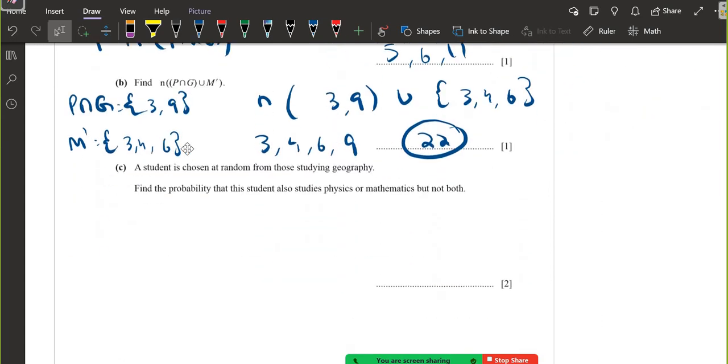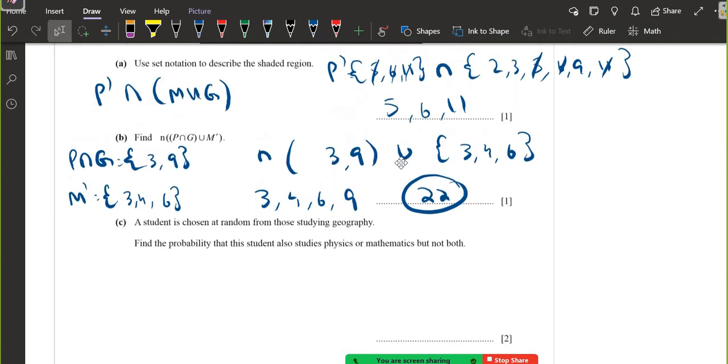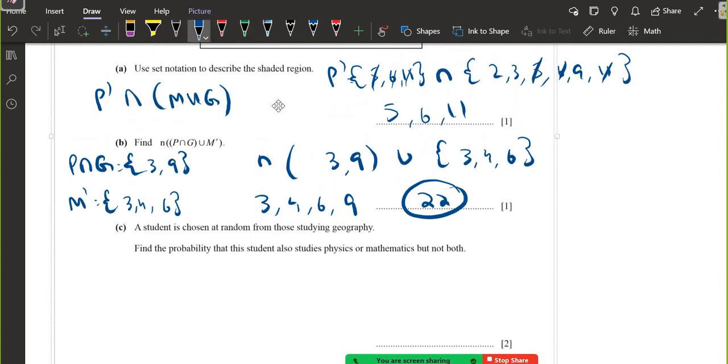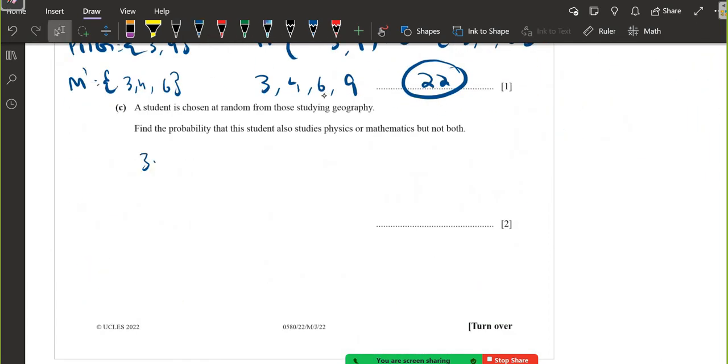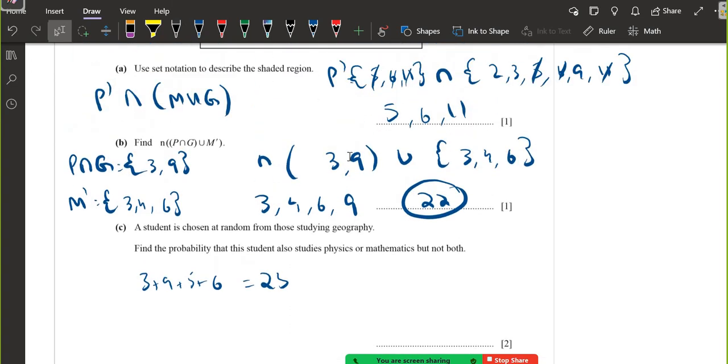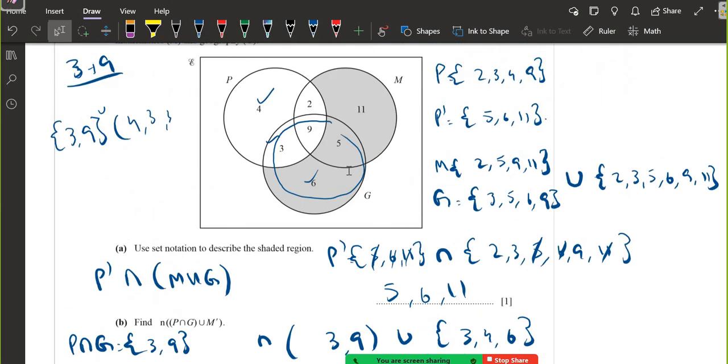Alright, moving on to the next question. It says a student is chosen at random from those studying geography. Find the probability that the student also studies physics or maths but not both. First you calculate how many students study geography. So you add 3, 9, 5, 6. That's 23.